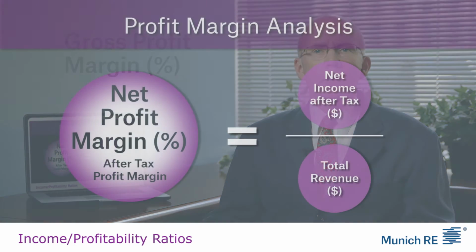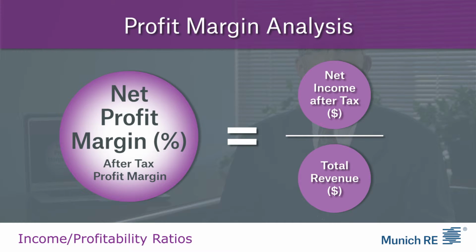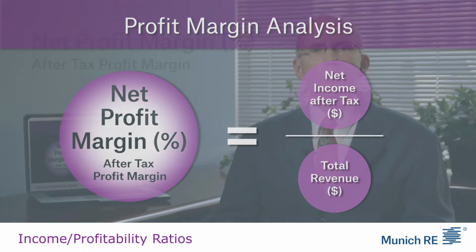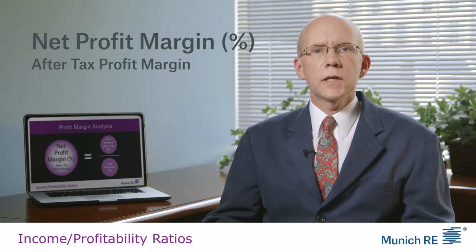The net profit margin ratio, also referred to as the after-tax profit margin, takes the net income after taxes and divides it by the total revenue or sales. It is displayed as a percentage and helps you determine how well the company is handling expenses by measuring the profit generated by each dollar of sales. It can be a clue for an underwriter in determining how effective the management of a company is at controlling expenses, especially when compared over several periods of time.